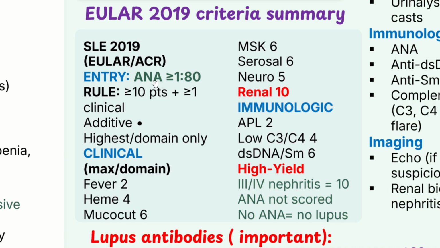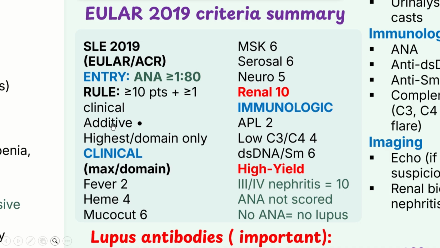But it is positive even in other conditions. When it is not positive, most of the time we do not consider this patient to have lupus. So everybody with lupus has to have a positive ANA, with titers greater than 1 to 80. Once your patient has a positive ANA, then you continue to check out the rest of the domains. When you get points that are 10 or greater, that is when you are going to consider this patient to have lupus.